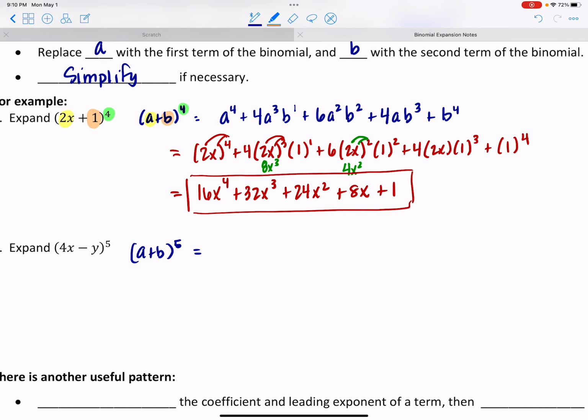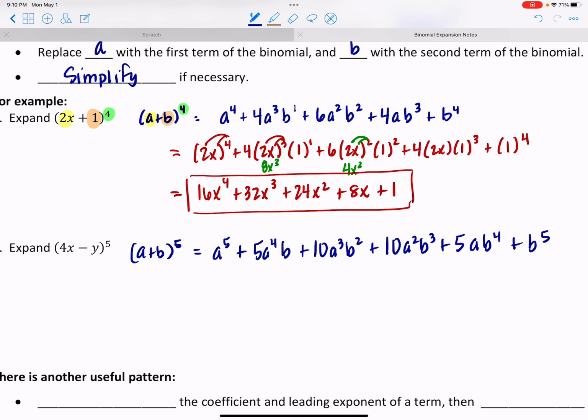So I have 1, a to the fifth. I always start with the a to the fifth, plus 5, and then it's a to the fourth, b to the first, and then 10, a to the third, b to the second, and then 10 again, a to the second, b to the third, and then 5 again, a to the first, b to the fourth, and then end with 1, b to the fifth. So there's a plus b to the fifth power, and because this is a power of 5, that's why I expanded a plus b to the fifth.